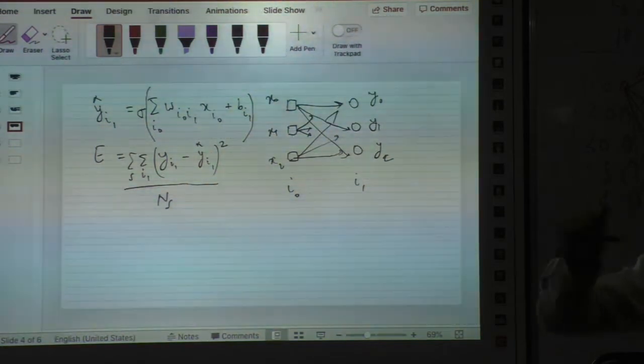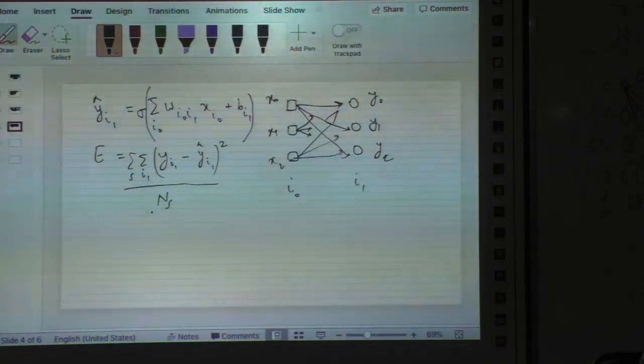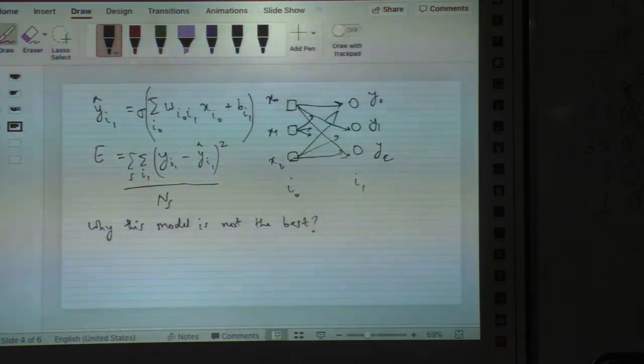You are somewhere close to the answer, but let me clarify. When you update your weights, why is this model not the best? The answer is, when you compute gradient descent, you compute ∂E/∂W_i0,i1, right? So what will this be?